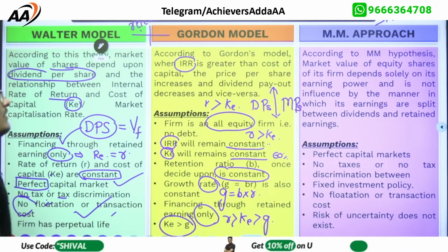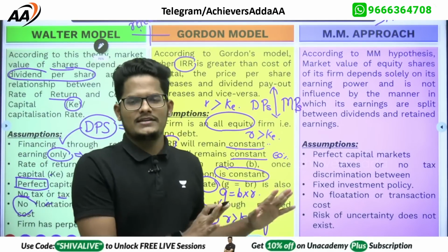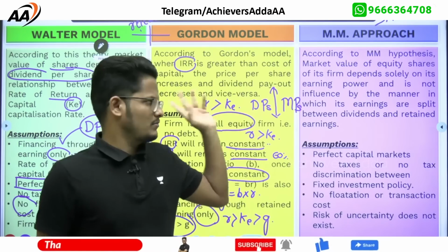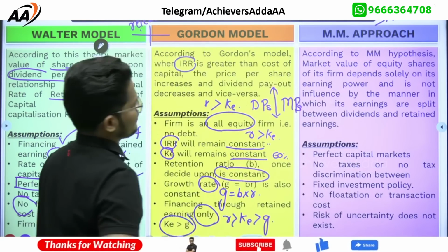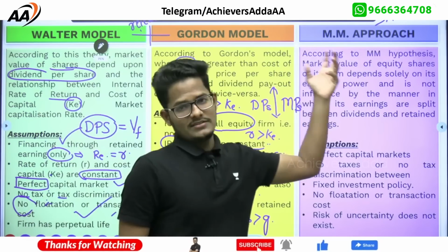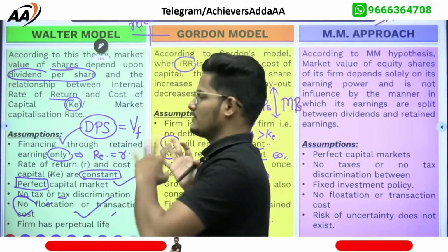Simply, they are saying everything needs to be constant. Then only this theory will work. It's unrealistic in total. Next, the MM approach. According to MM, these assumptions are themselves hectic.